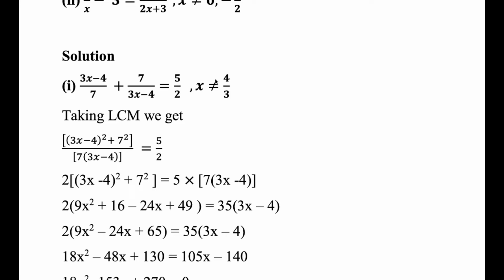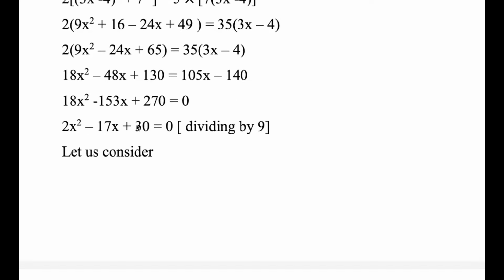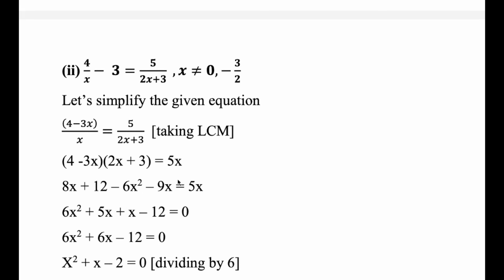The first, x not equal to 4/3: first write it, after that taking LCM, after that the cross multiplication, after that dividing by 9 just to reduce the equation, after that put the values, a will be 2, b will be −17, c will be 30. So by using the formula (−b ± √(b² − 4ac)) / 2a, after that put the values of a, b and c, you will get the values of x as 6 and 5/2. So 6 or 5/2, any one. Come to the next problem.